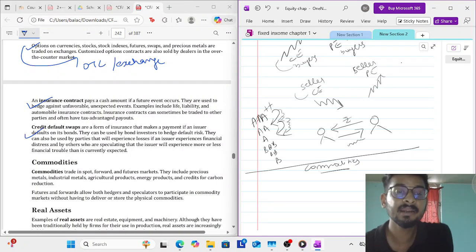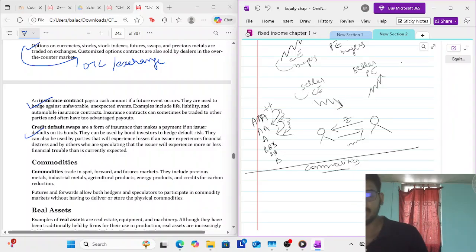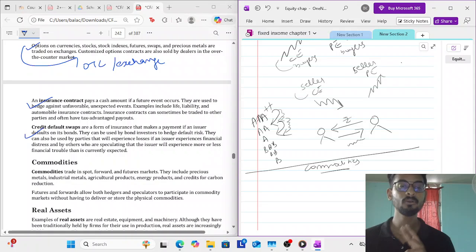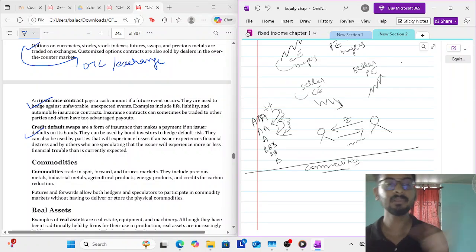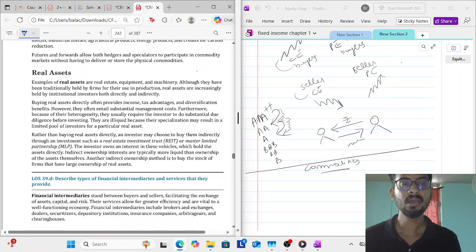Commodities are traded in spot, forward and futures markets. The spot market is different: spot market means immediate delivery. Forward means you are not trading on an exchange. Futures means you are trading on an exchange. It is more standardized, and if you go into it, it has many advantages and disadvantages. Commodities include precious metals, industrial metals, agricultural products, energy products, credits for carbon, everything. Futures and forwards allow both hedgers and speculators to participate in the commodity market without having to deliver or store the physical commodities.